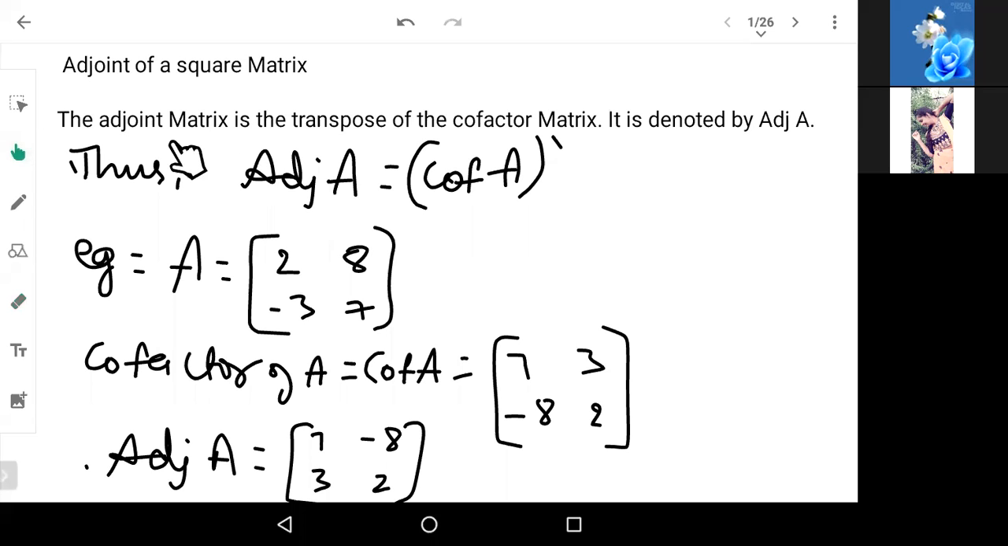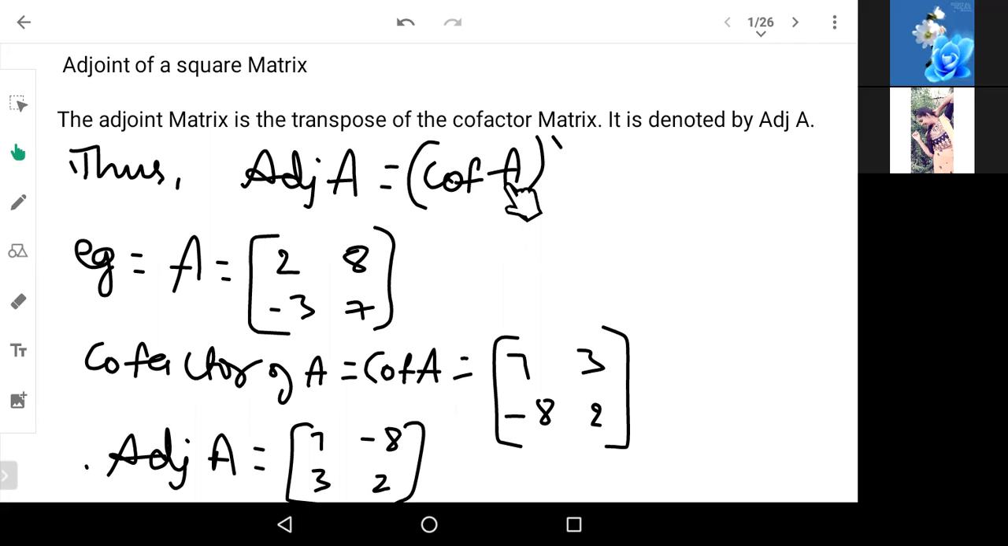First, you are supposed to find the cofactor of a matrix. That is, the adjoint matrix is a transpose of the cofactor matrix. So it simply means that you'll have to find the cofactor of a matrix and then find the transpose of that cofactor.